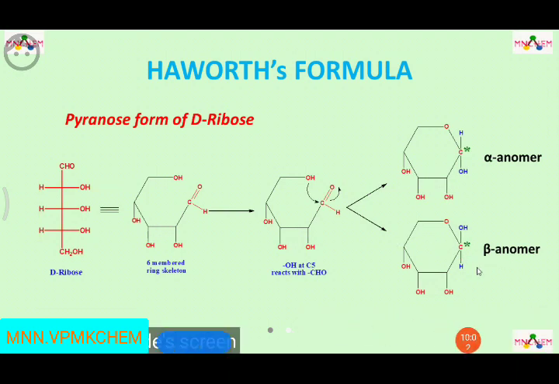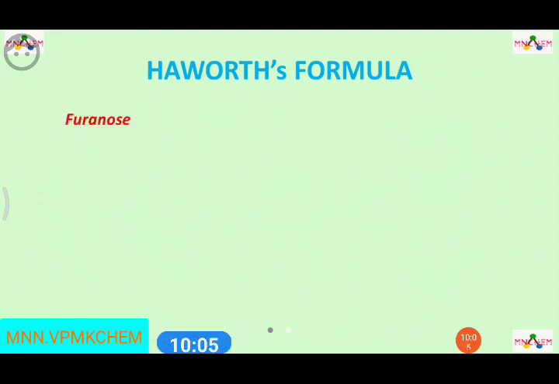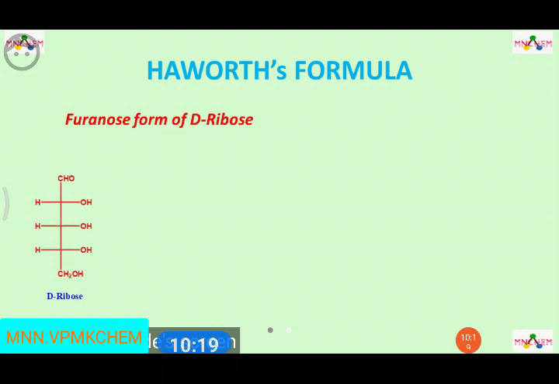Now let's discuss the furanose form of D-ribose. For drawing the furanose form, start with the Fischer projection of D-ribose and the five-membered ring structure in the furanose form. So we need to draw the carbon skeleton which looks similar to a five-membered ring form in this manner.